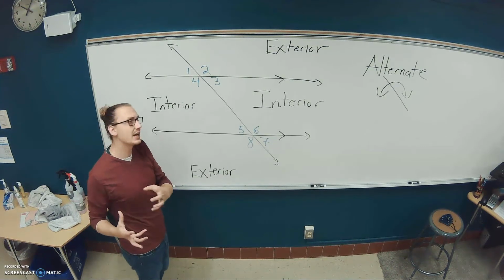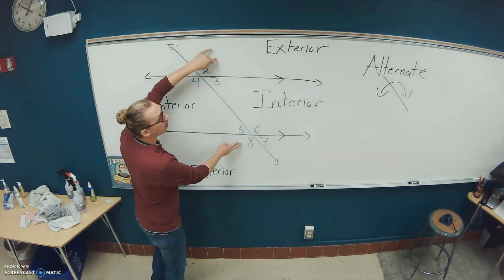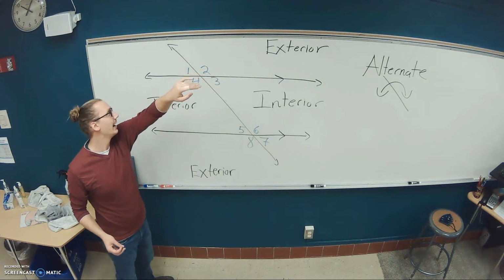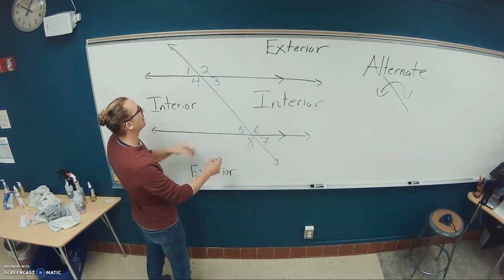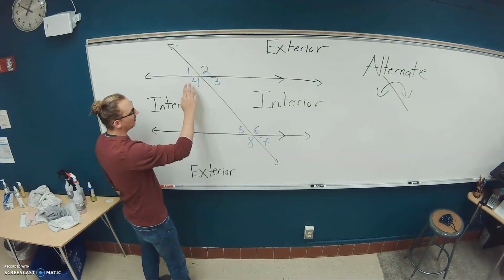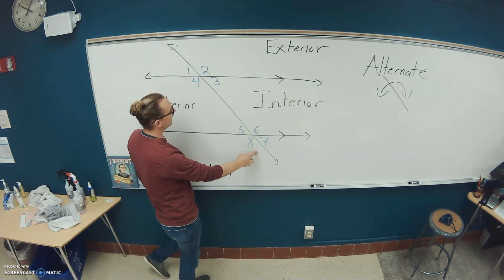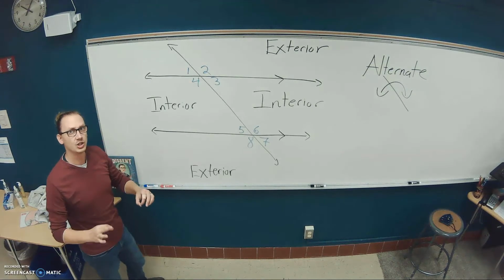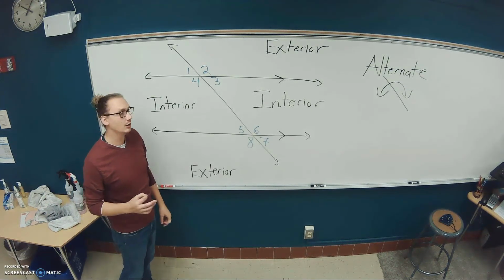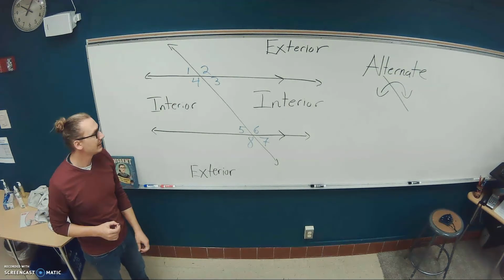If you look at the other side as well, that is that 2 and 8 are also alternate exterior angles, okay? So 2 and 8 are also congruent. 2 and 4 are vertical angles. 4 and 8 are those corresponding angles. So 2 and 8 are also congruent. All alternate exterior angles are congruent if they are parallel lines. Okay?